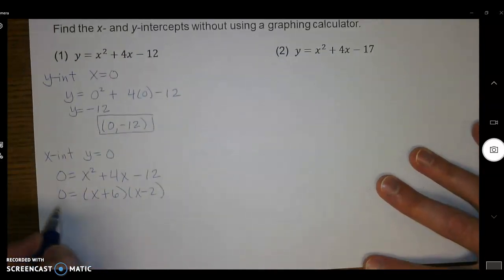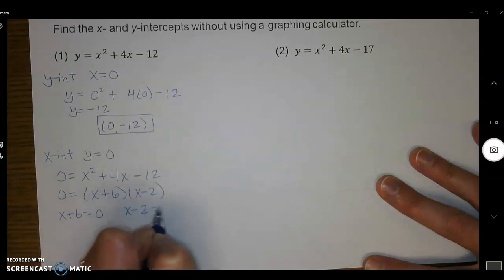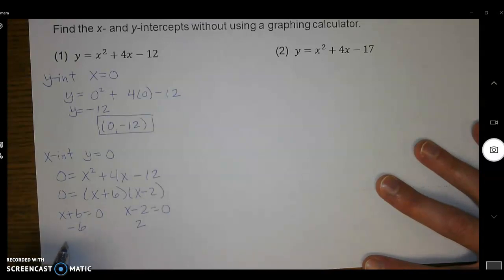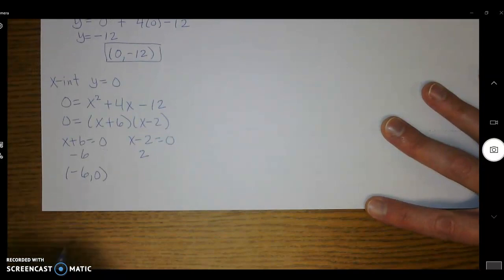Set each part equal to 0, and solve. So my x-intercepts are negative 6, 0 and 2, 0.